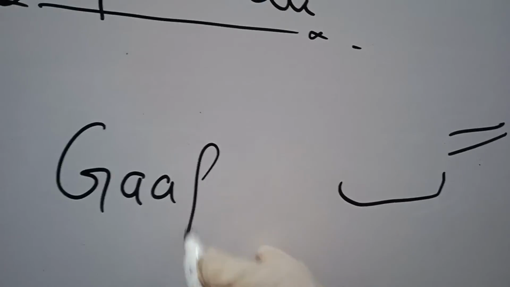Now next letter is Gaf, G-A-A-F, Gaf. Next alphabet is Lam, Lam in English, L-A-M, Lam. Next Meem, M-E-E-M, Meem.